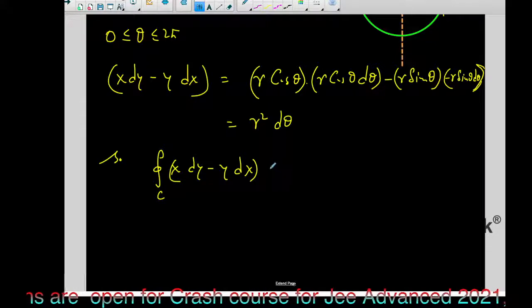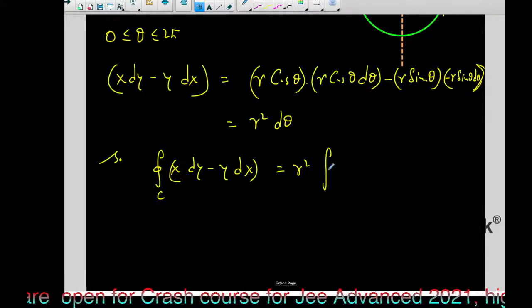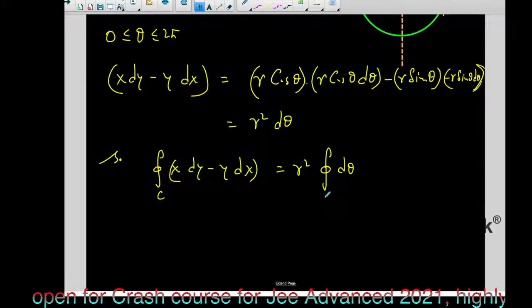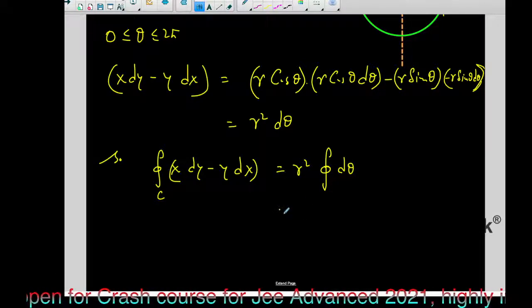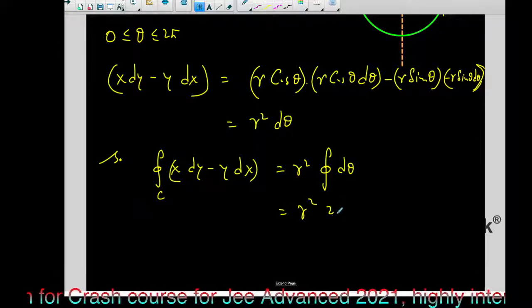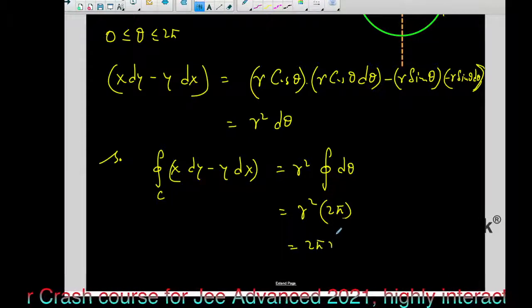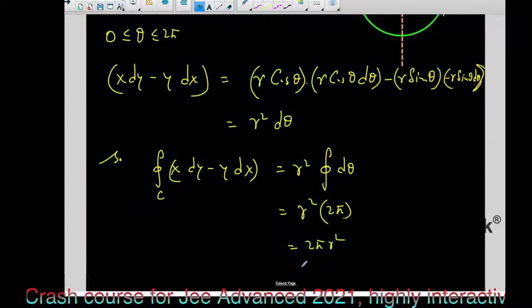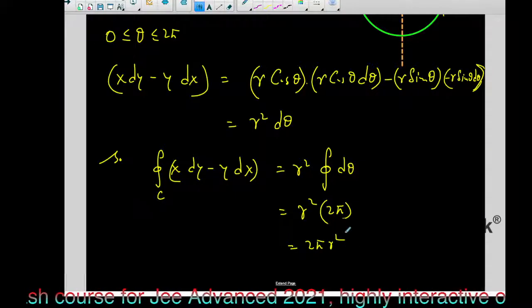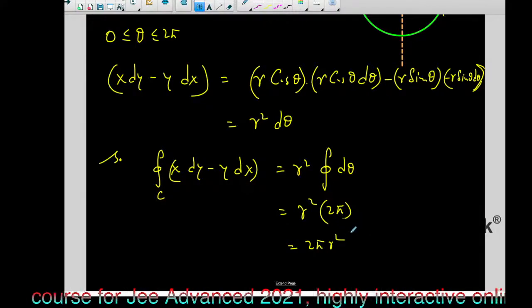So along the entire circle, this can be evaluated as r square, as it is constant. So the integration over the circle is d theta. For the entire circle, the limit was from 0 to 2 pi. It means the d theta integral gives 2 pi. So the final answer will be 2 pi r square. Here r is constant because the integral is carried over the circle. So that is 2 pi r square. Are you getting?